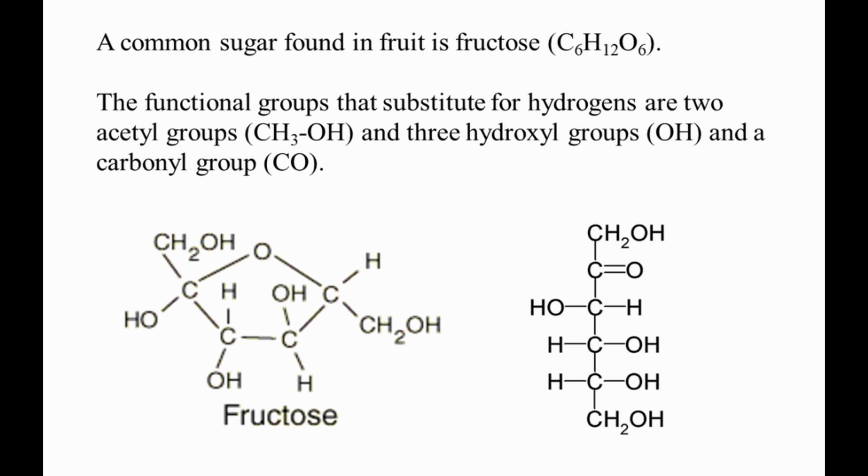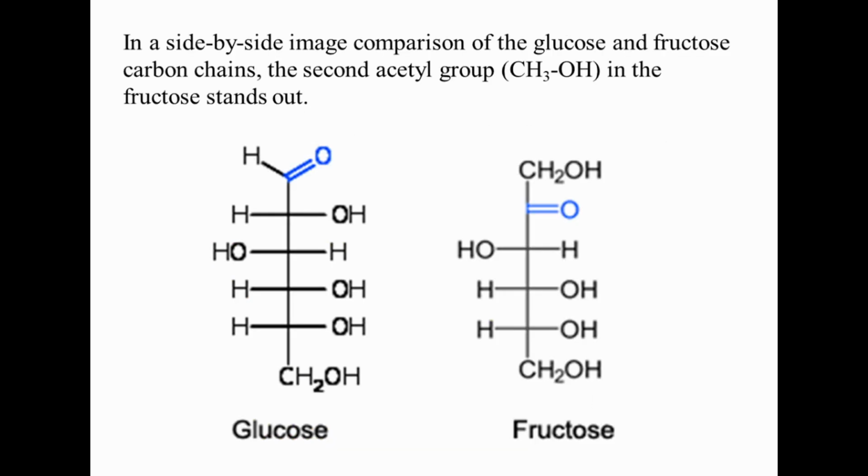In a side-by-side image comparison of the glucose and fructose carbon chains, the second acetyl group, CH3OH, in the fructose stands out. Carbon atoms are understood to be at the nodes. It is common practice among organic chemists to leave the carbon atoms out of the skeletal organic molecule diagram.